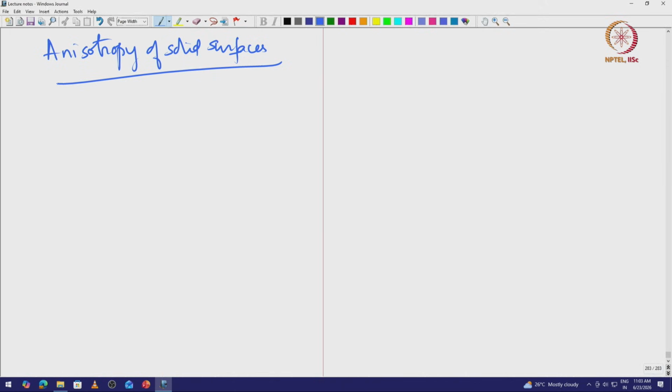Okay. So now, let us take a Kossel crystal, right. So, this is a solid, and in a Kossel crystal we said gamma 100 is less than gamma 110 is less than gamma 111.